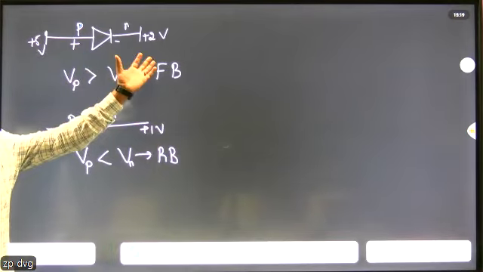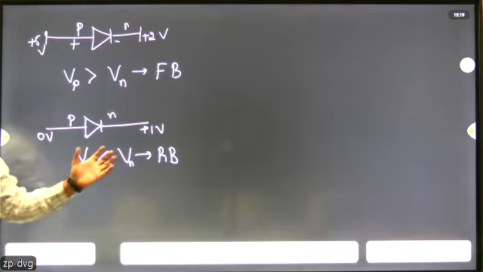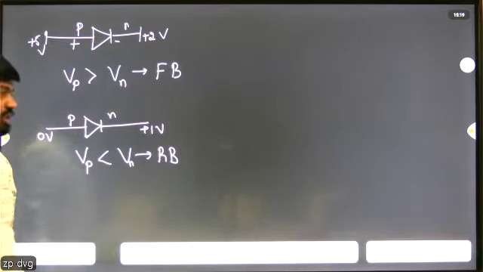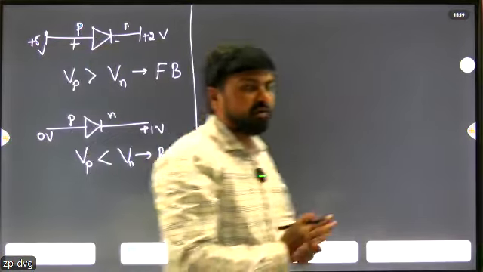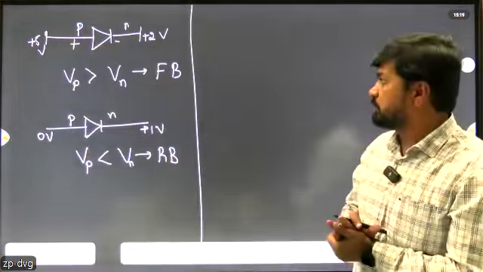Diode acts as a switch on in forward bias. Diode acts as a switch off in reverse bias. So this is the idea about what types of biasing, forward bias and also reverse bias.